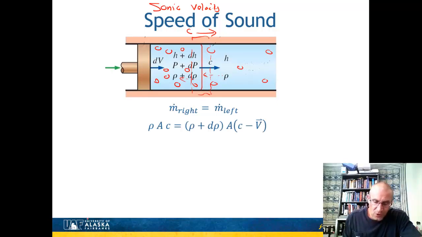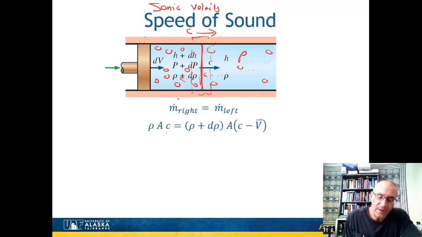And so what's our mass flow rate? Well, on the right-hand side, we've got properties, for example, density out here. It's got a cross-sectional area, and since this wave is moving with the velocity c, these molecules more or less are just standing there, and then they're getting hit by this wave that's moving at c. So from the reference frame of this moving wave, they're coming in with a velocity c.